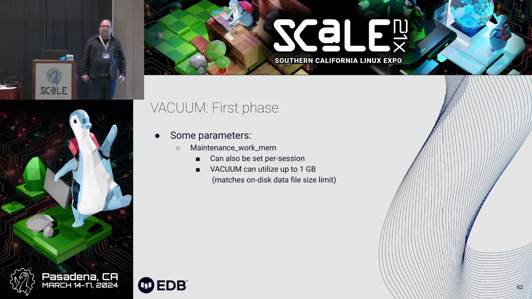So how do we control vacuum behavior? One of the most important parameters in this case is maintenance_work_mem. It can be set globally in the postgresql.conf config file, or you can configure it per session. I mean, if you want some larger maintenance_work_mem, then you can use this one. Vacuum can utilize up to a gigabyte for maintenance_work_mem, which matches the on-disk data file size limit. So let me explain this one. What does it mean? In Postgres, a data file can be a gigabyte maximum. So let's say you create a table, okay?